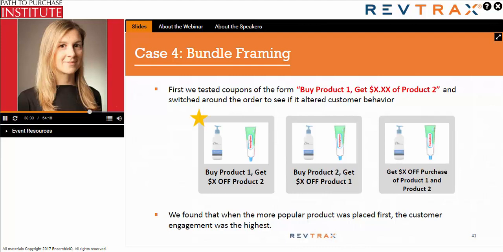And again, I'm coming back to the same point. From the traditional economics perspective, these offers are identical. So for me, I expected differences, but I didn't expect the magnitude of the differences that we saw.